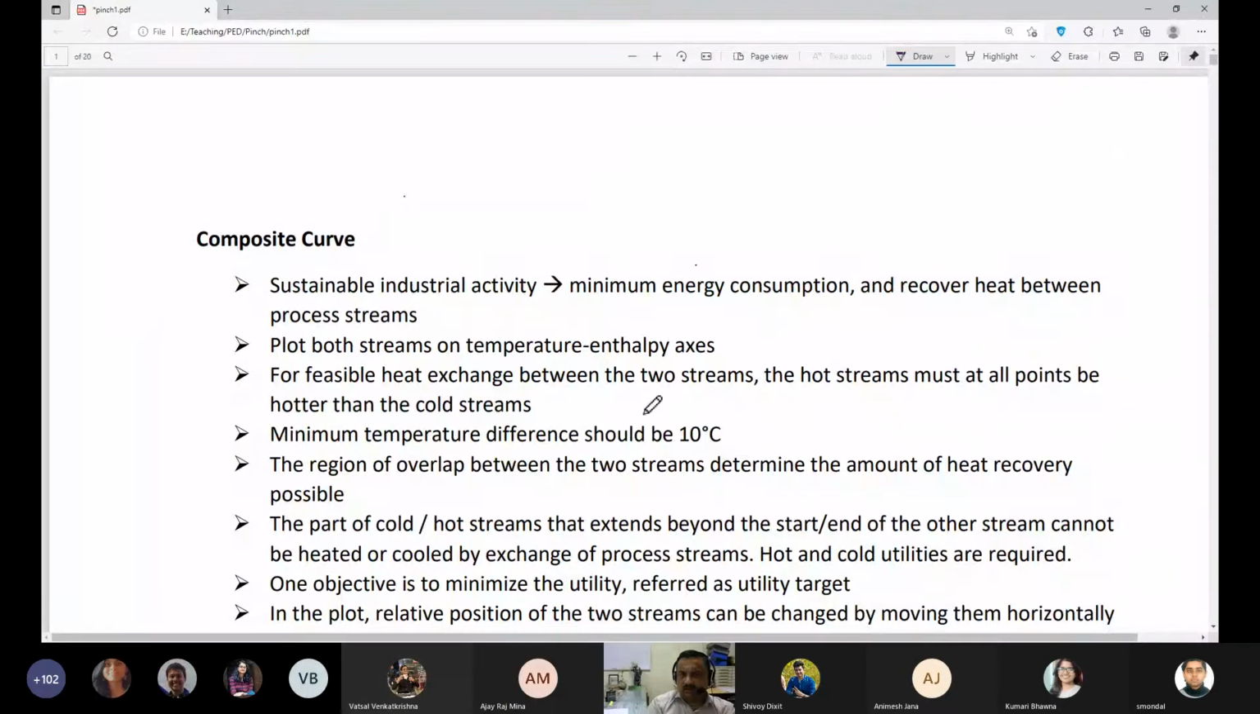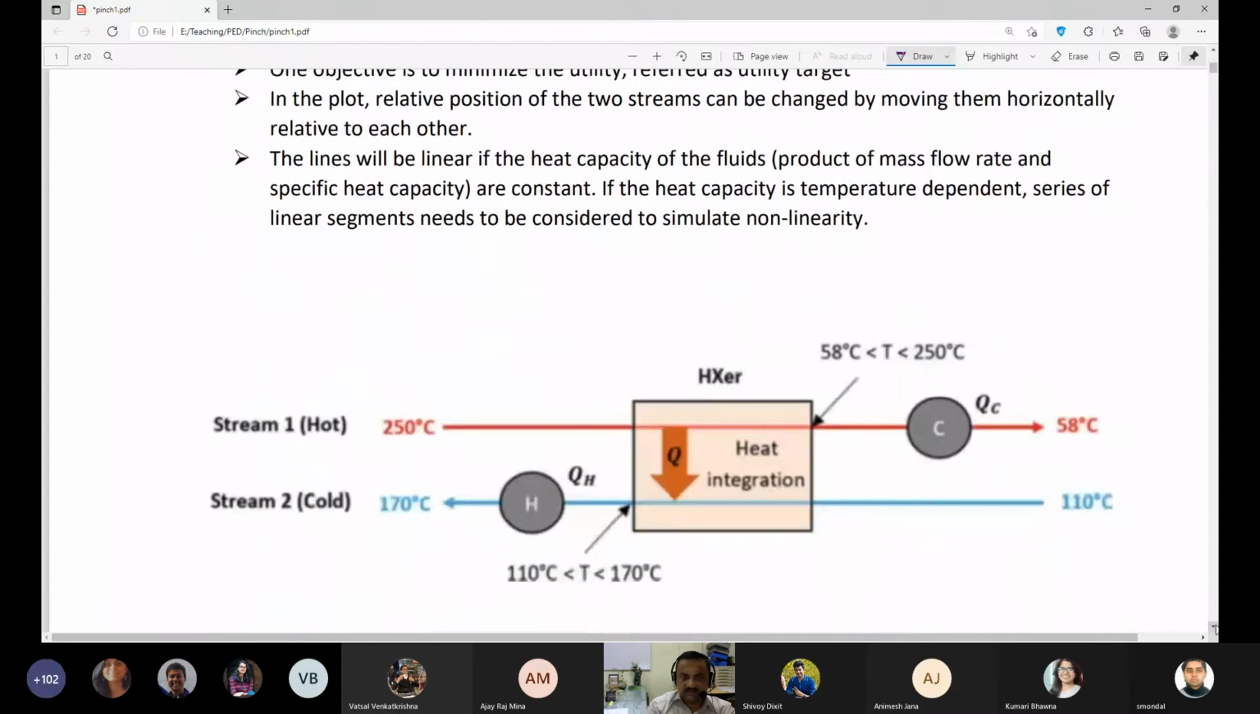So what we note here, you must agree that we had talked about these energy consumptions. We have to save energy and recover heat from between process streams. So that is the objective here. So to do that, we have to understand a few constraints within which we have to work here.